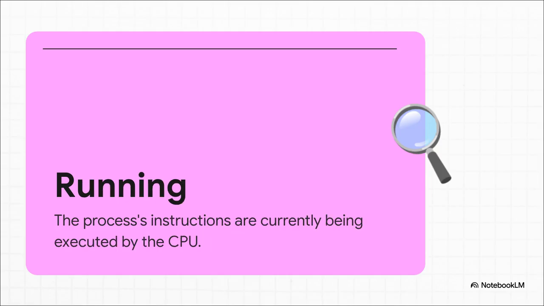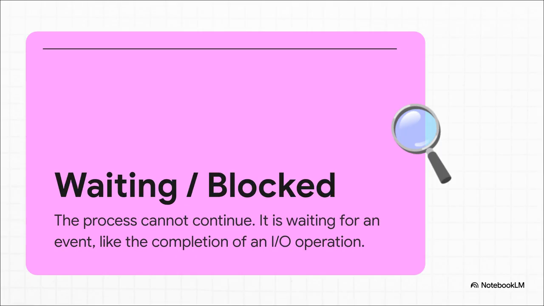And bang, there's the pistol. Running is the state we all picture. The process has been picked, and its instructions are actively being crunched by the CPU. It is off the blocks and flying down the track. But sometimes a process needs to take a breather.